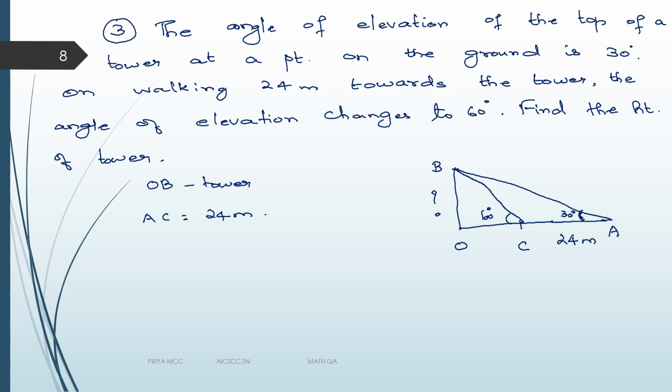OAB is a right angle triangle. Do you realize that? Only OAB is a right angle triangle. Similarly, BOC is a right angle triangle, but ABC is not a right angle triangle. This angle will not be 90.